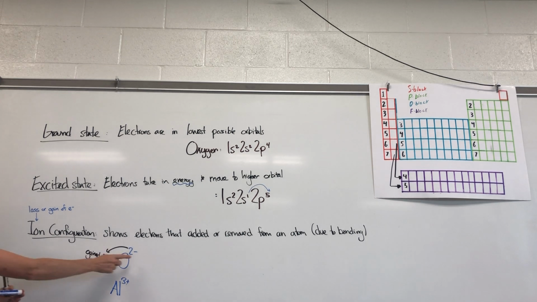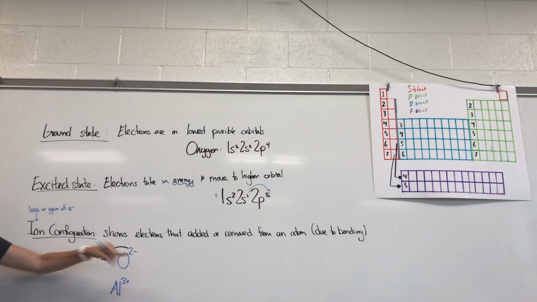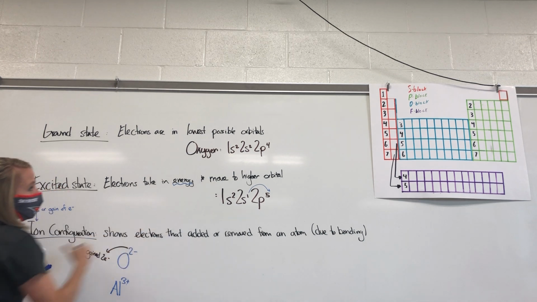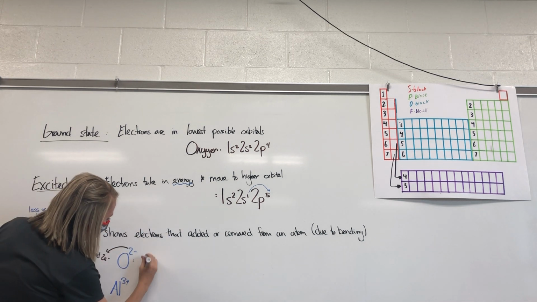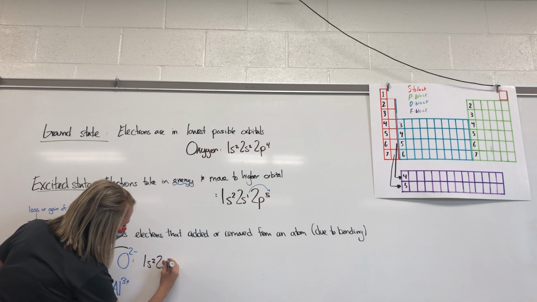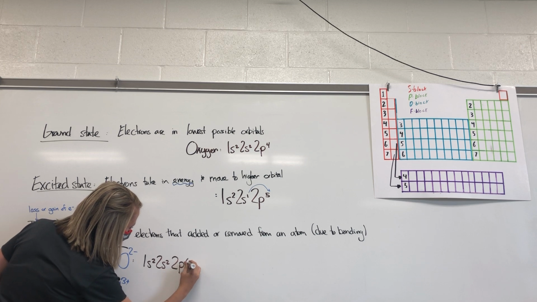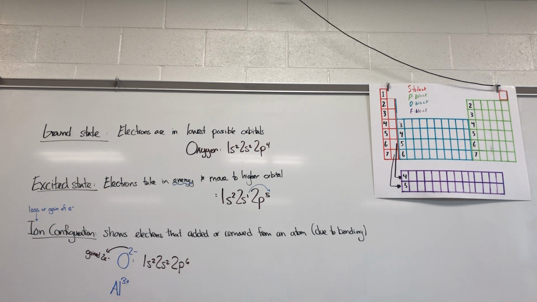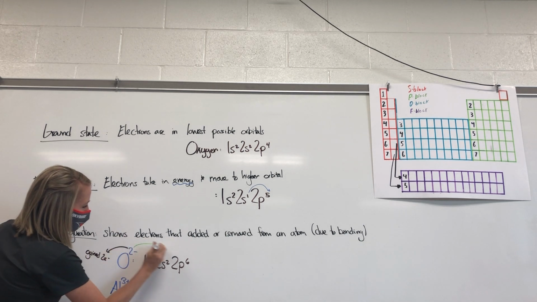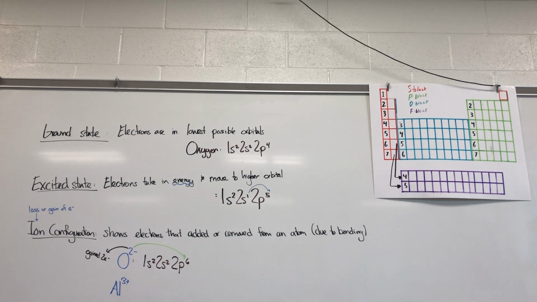Okay? So what this means is oxygen now has 2 more electrons than it normally would. So its configuration would change and become 1s2, 2s2, 2p6. We add in those extra electrons, right, so they get placed in the empty shell.